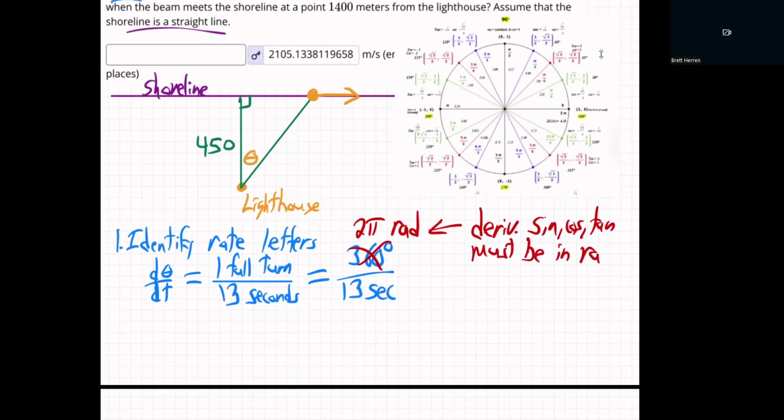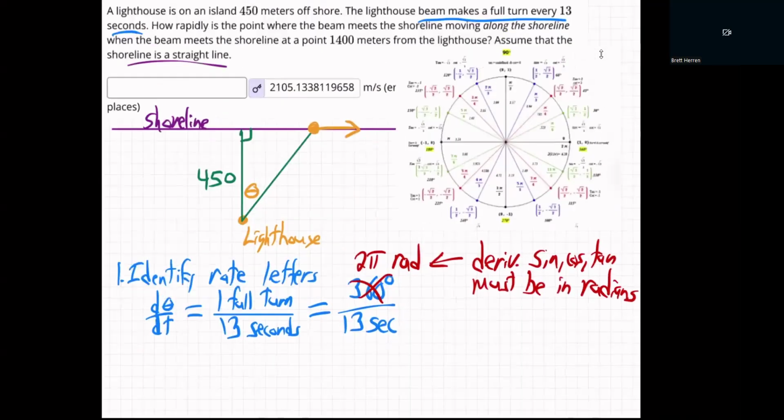It must be in radians, because the derivative of sine is cosine and the derivative of cosine is negative sine only in radians. None of the derivative rules we've learned work in degrees. They only work in radians. So we've got to do 2 pi radians, that's all the way around every 13 seconds. So there we go, there's d theta dt.